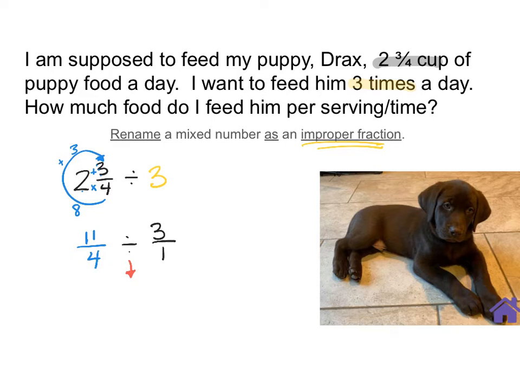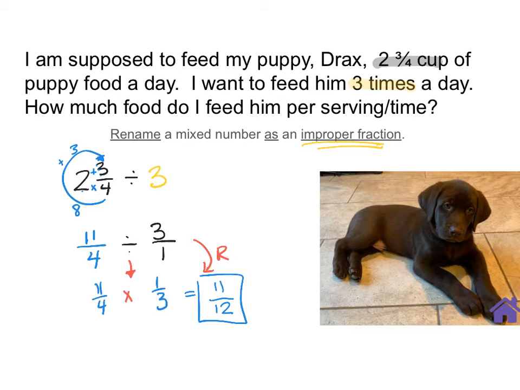Okay? So now how to divide fractions, same thing as what we did yesterday or today. You do 11/4, and that division sign turns into multiplication, and I find the reciprocal of the second fraction, which is 1/3. Now I have 11/4 times 1/3, so I multiply across, so I have 11/12. So each serving is 11/12.